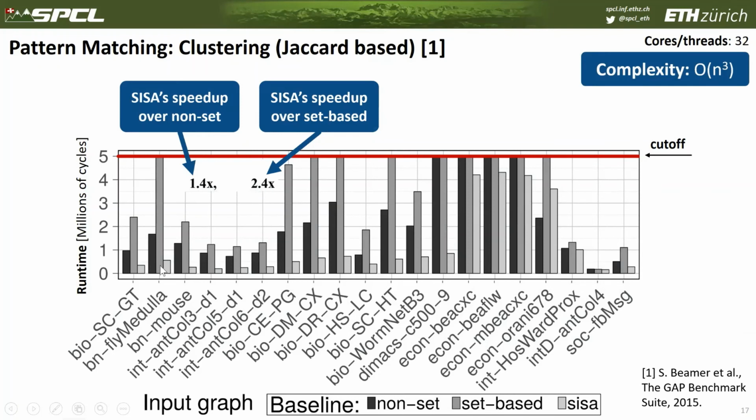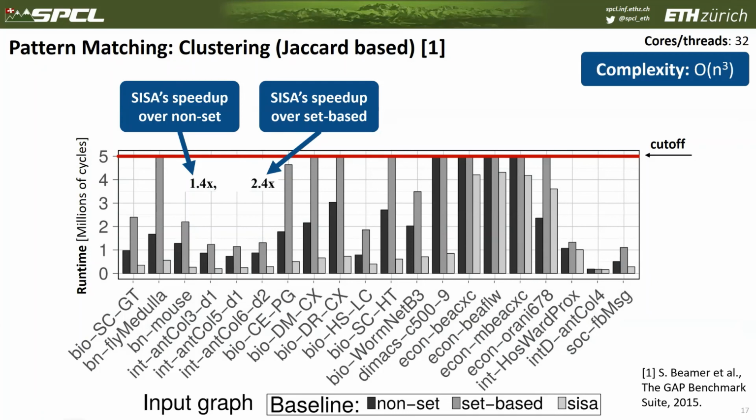What we can see here is that although SISA is the fastest out of all these baselines, the non-set variant is actually the second fastest, and it outperforms the set-based scheme. So in this example, we can see that using SISA helps a lot, but just using set formulations is not really getting us much performance. That's because we compare to a really optimized implementation coming from the GAP suite, and also because this clustering scheme actually has quite low computational complexity.